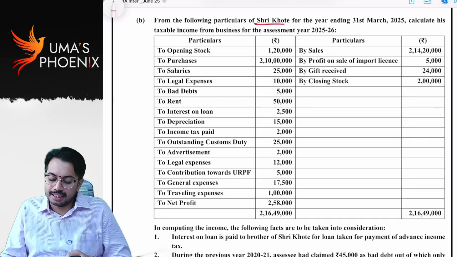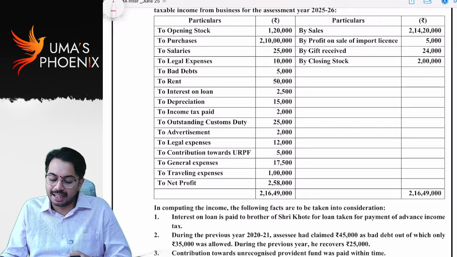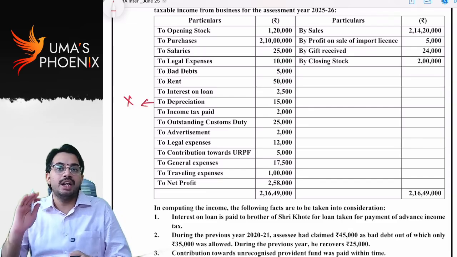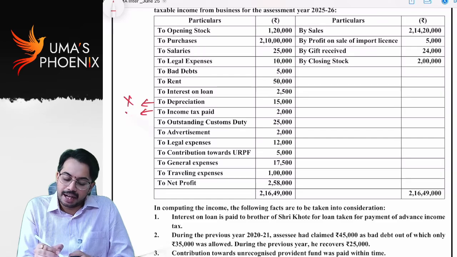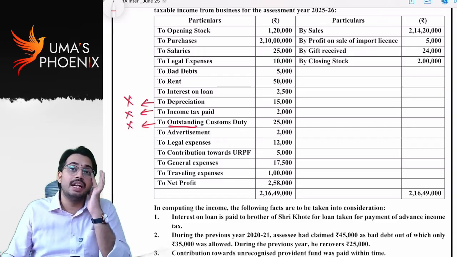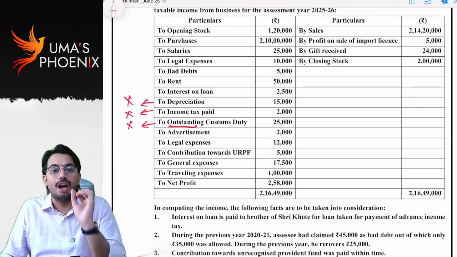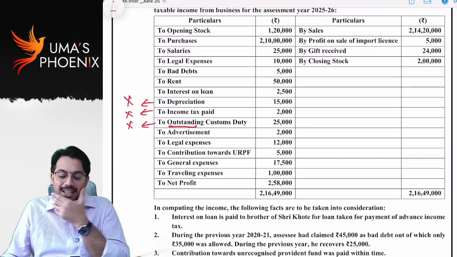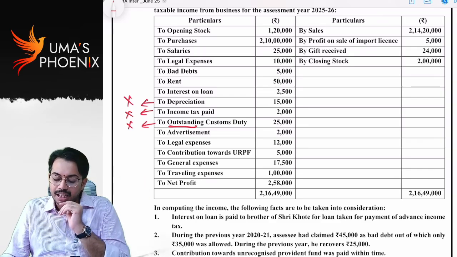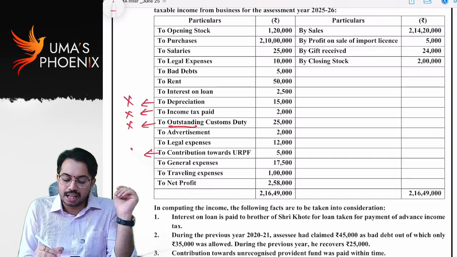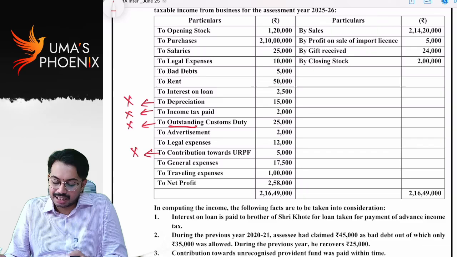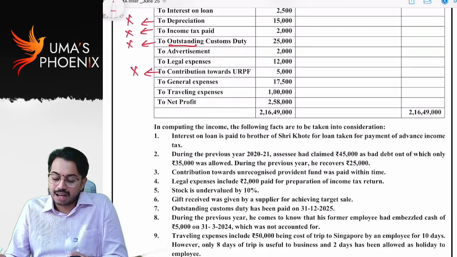Opening stock, purchases, salaries, legal expenses, bad debts, rent, interest on loan, depreciation as per accounts disallowed. It will be added back. Income tax paid not allowed as deduction. Outstanding customs duty. See, government related expenses are allowed as deduction as per 43B. Only when it is paid, it is allowed as deduction. Here it is outstanding, not allowed as deduction. Advertisement, legal expenses, contribution to unrecognized provident fund not allowed, only to recognized provident fund if any amount is paid allowed as deduction.